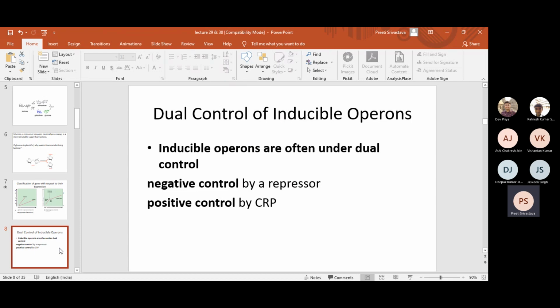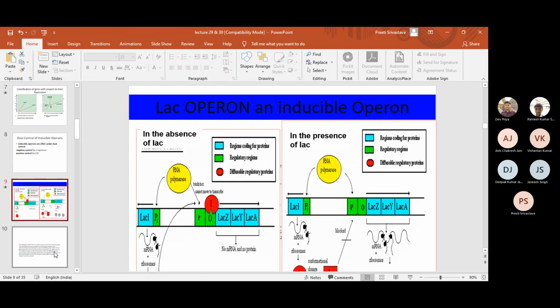And this operon is actually under dual control. First, negative control by a repressor, and I'll be telling you what this repressor is, and positive control by the protein CRP, whose binding site I showed you was present upstream of -35. You remember that? Yes, ma'am.